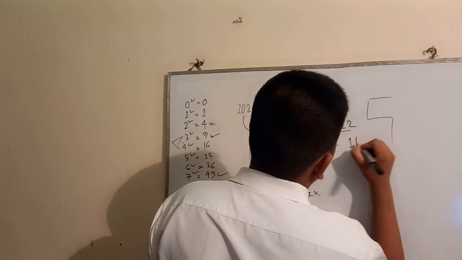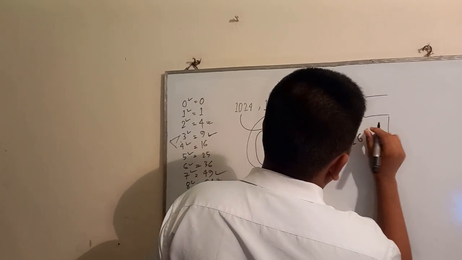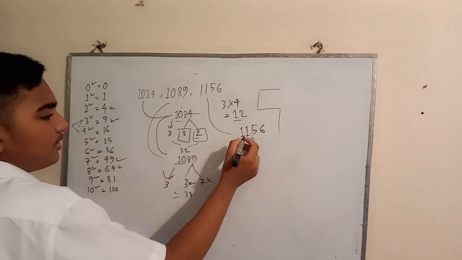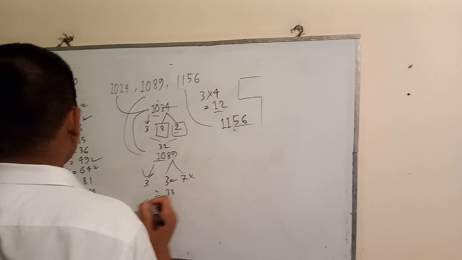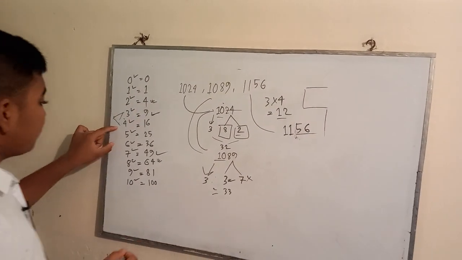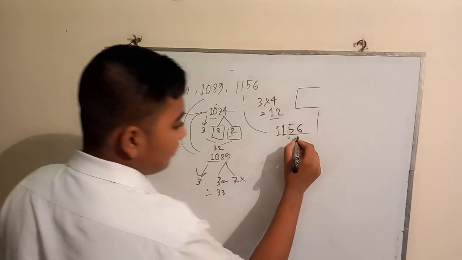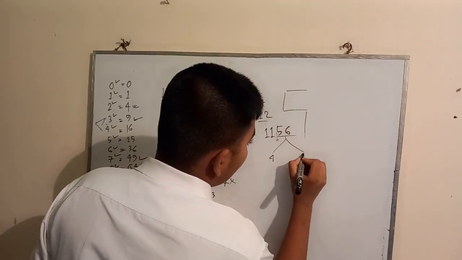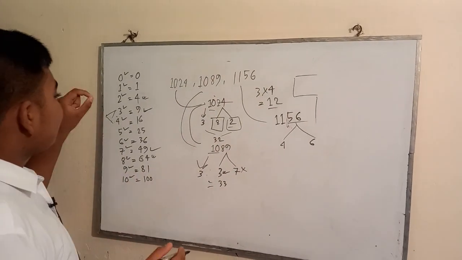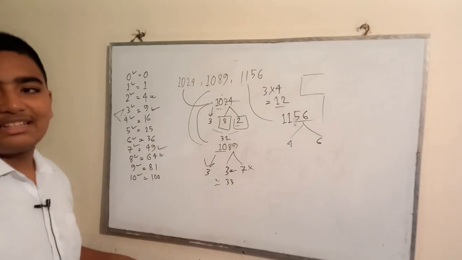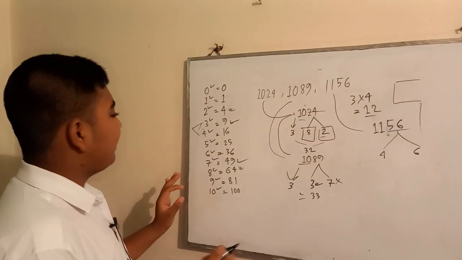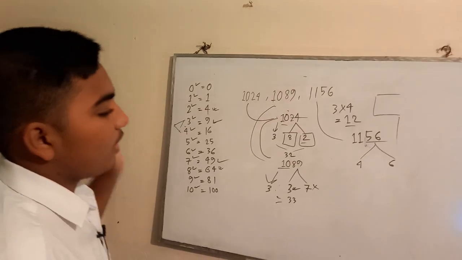11, 6 here. So same rule here: 4 and 6. Now again, as before, if we take 2 square, it is so much little. If we take 4 square, it is so much big. So what is the perfect value? The perfect value is 3 square. So again 3.